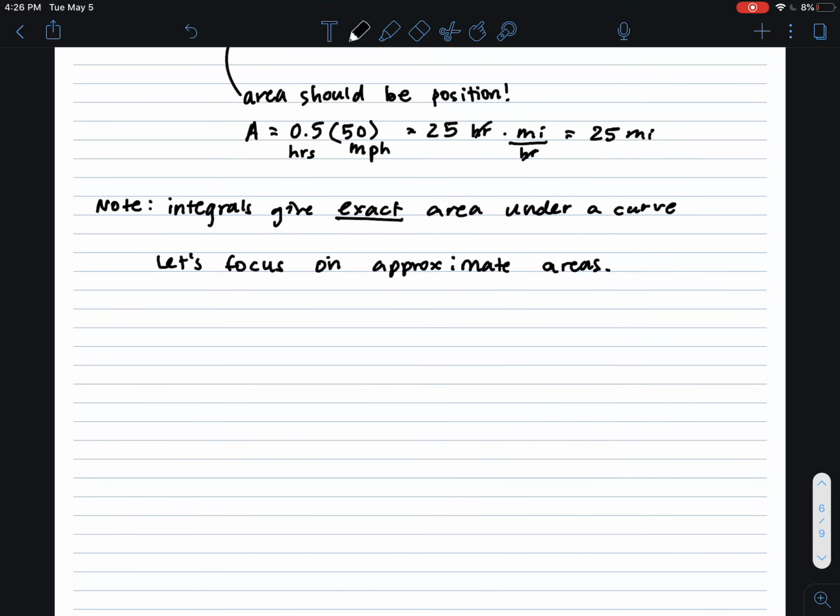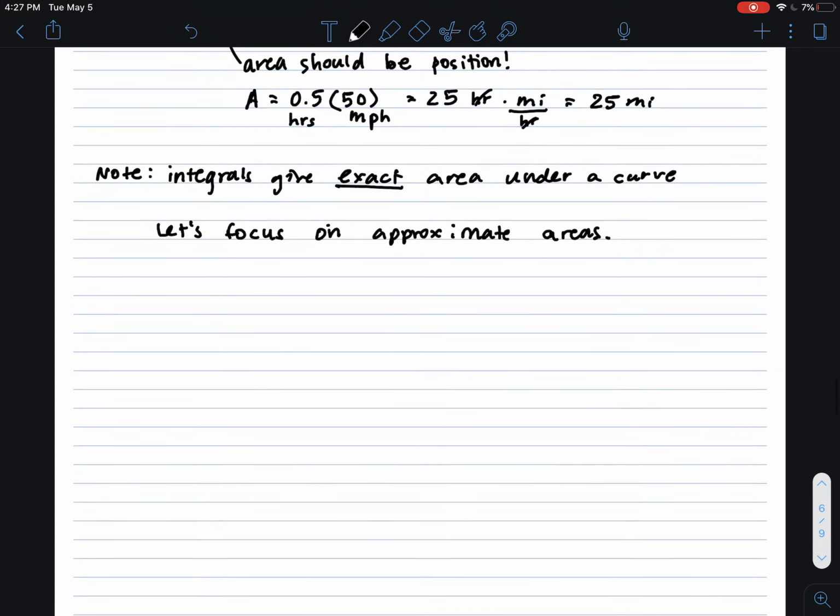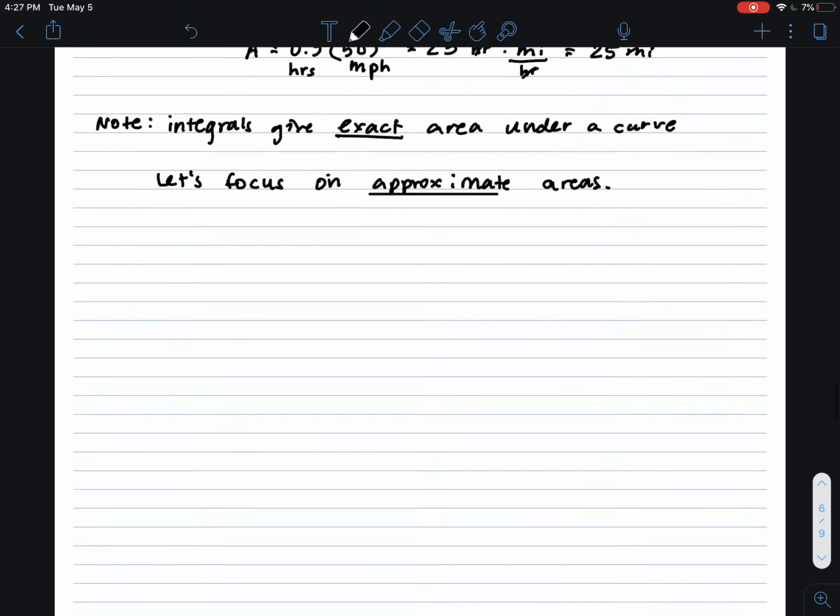Actually, before humans discovered that the integral was the area under the curve, they had already invented the idea of the integral. They had this idea of an integral, and then they later found that it represented the area under a curve. So that's kind of how we teach it. But we're going to focus on approximate areas because, what if you didn't have an integral tool, or what if you couldn't take an exact integral?